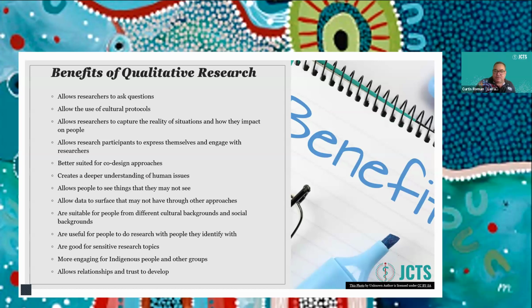So there's so many things. They're good for sensitive research topics. And one of the important things, particularly when it comes to co-design, is it allows for relationships and trust to develop. Because one of the strengths about co-design is that you develop relationships for future projects, not just the current one that you're working on. So lots of benefits there. Really, they're about people being given the opportunity to express themselves, not tick a box, for us to take their expression seriously and for us to understand how they feel and to develop approaches that otherwise would not have been developed.